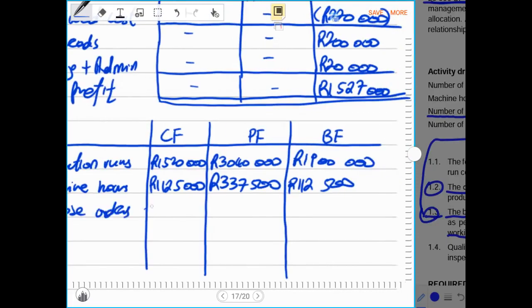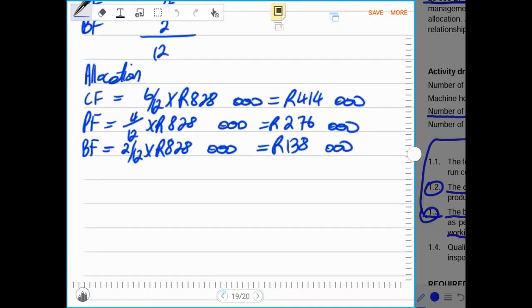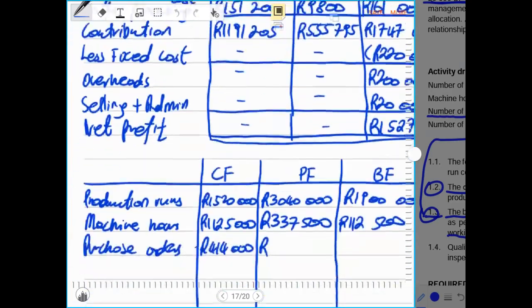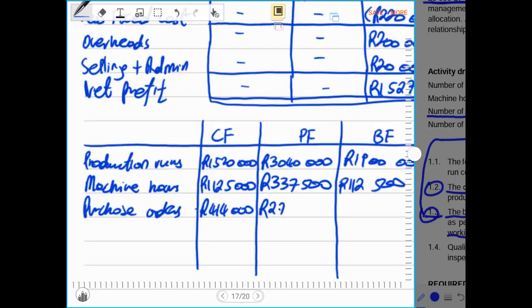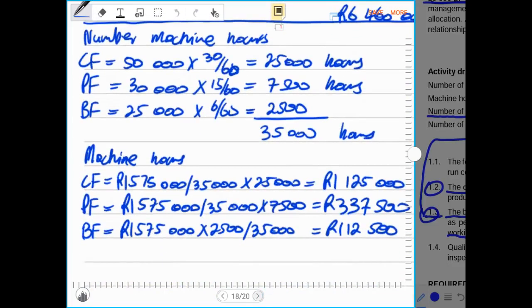Our purchase orders: 414,000. The second one was 276,000, if not mistaken, yes. Another one, 138,000. 276,000. Another one was 138,000. So now we go to the last allocation.